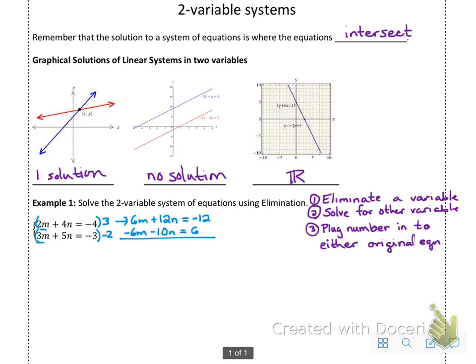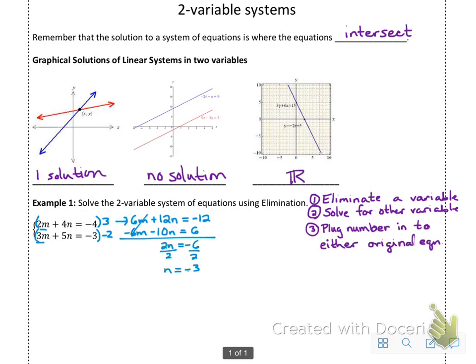So now we're able to eliminate that m because they're the same coefficient but opposites. Okay, so now you should see why we have to make them the same. So these will cancel. And we're left with 2n equaling negative 6. Divide by 2, and we've solved for our variable. So that was step 2, solve for the other variable.